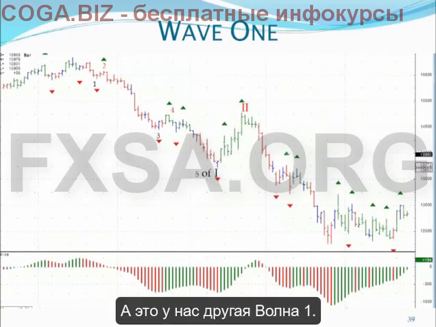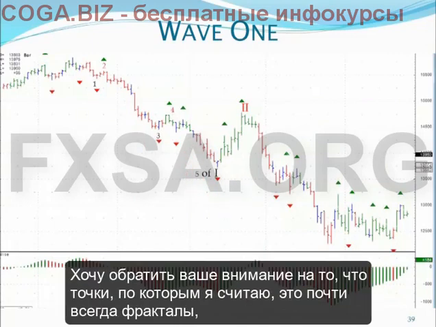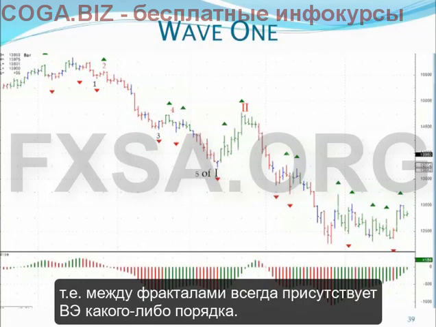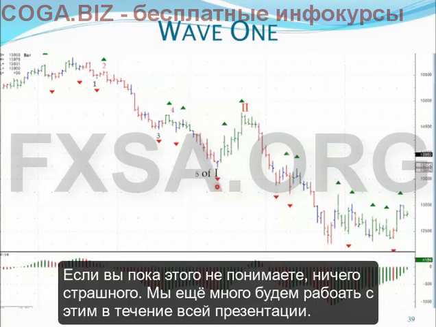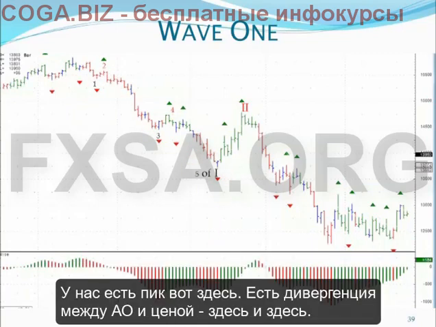Now we have another wave 1. At this point we have wave 1, 2, 3, 4, 5 of wave 1. Now I'm just pointing at these, most of these are fractal points where I'm counting, because between each degree of a fractal is a degree of Elliott wave, or between each fractal is a degree of Elliott wave. So if you don't understand that yet, it's fine. We're going to be working on this the entire presentation. So 1, 2, 3, 4, 5 of wave 1. We have a peak here.